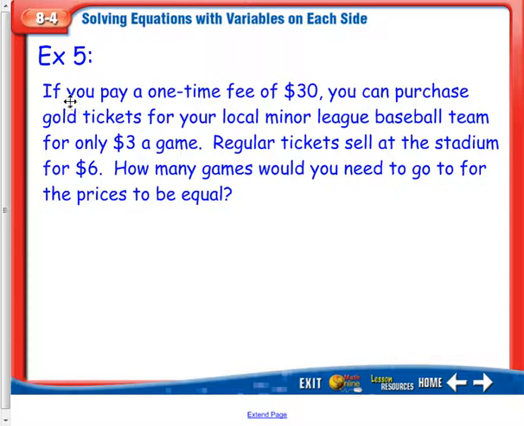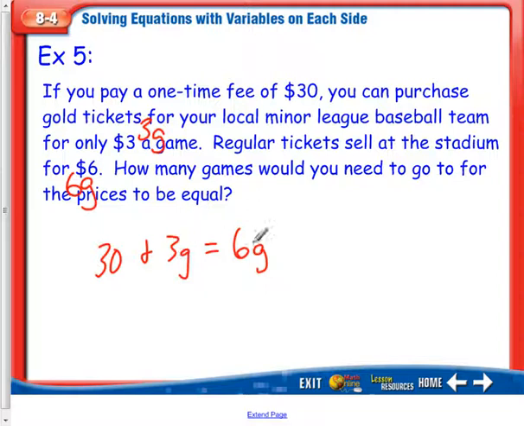Okay, so let's read that again. If you pay a one-time fee of $30, you can purchase gold tickets for your local minor league baseball team for only $3 a game. So that'd be like 3G. Regular tickets sell at the stadium for $6. So that would be like 6G, $6 per game. So how many games would you need to go to for the prices to be equal? Okay, so in order to get these gold tickets, we'd have to pay $30 plus $3 a game. And we want to know, when is that going to be equal to the $6 per game price? How many games do we have to go to in order for that to be equal?